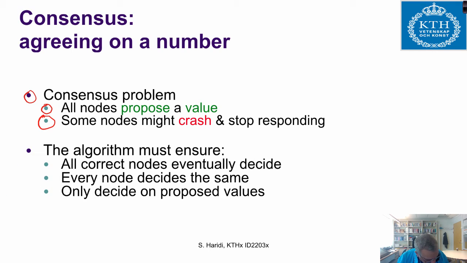And what should the algorithm ensure? It should ensure that all correct nodes that did not crash eventually decide. Every node decides on the same proposal. And they only decide on one of the proposals proposed by the nodes. So this is the first recurring problem that we have. I just want to say again, this problem itself might be solvable in some models, but not in other models. We'll come back to it.